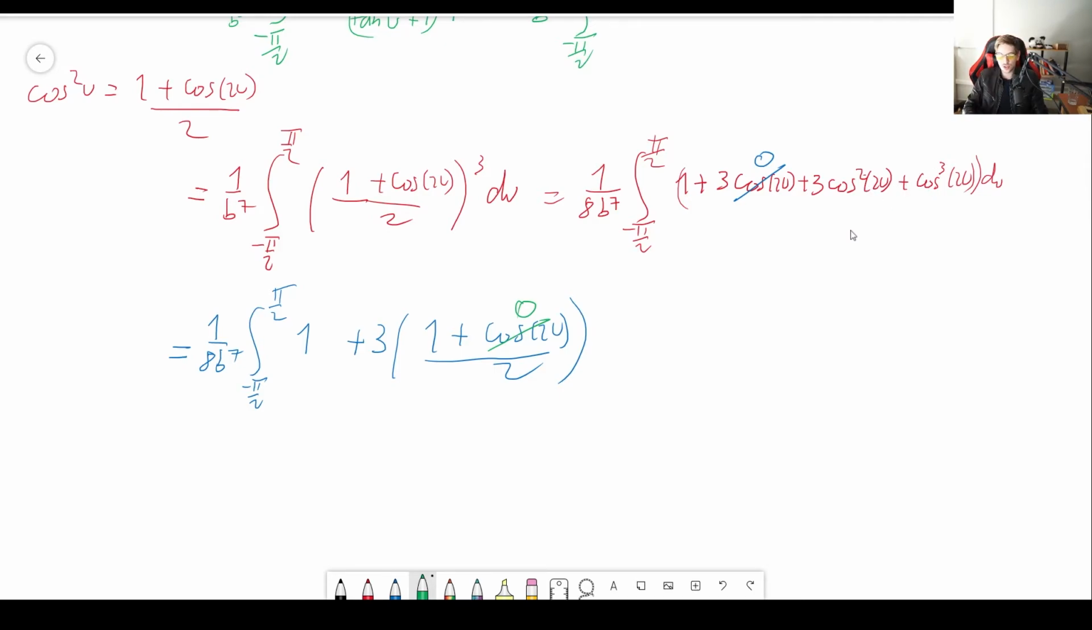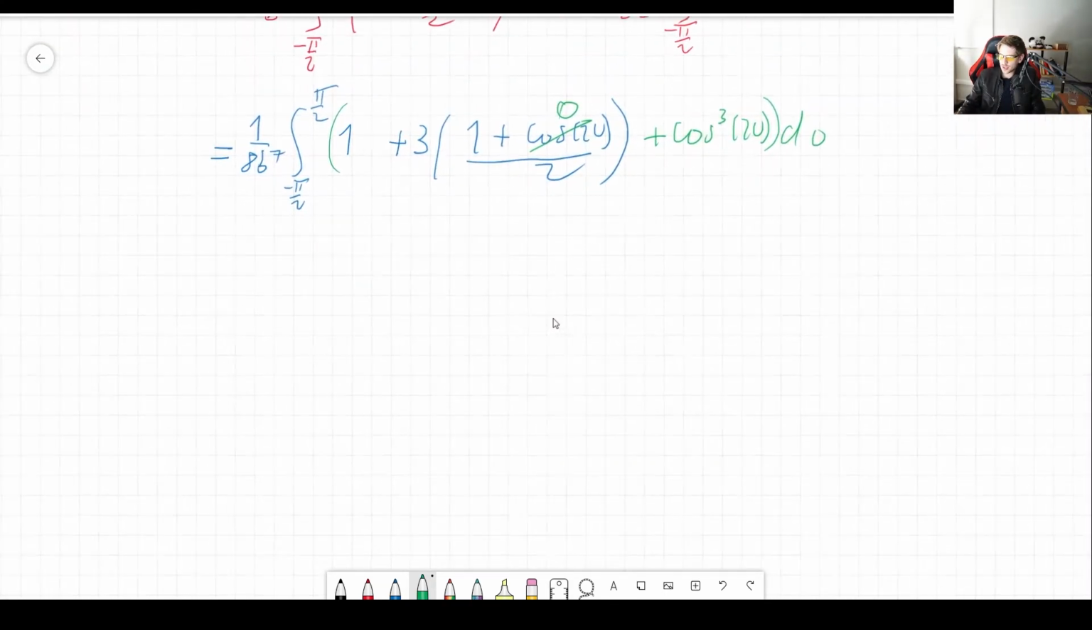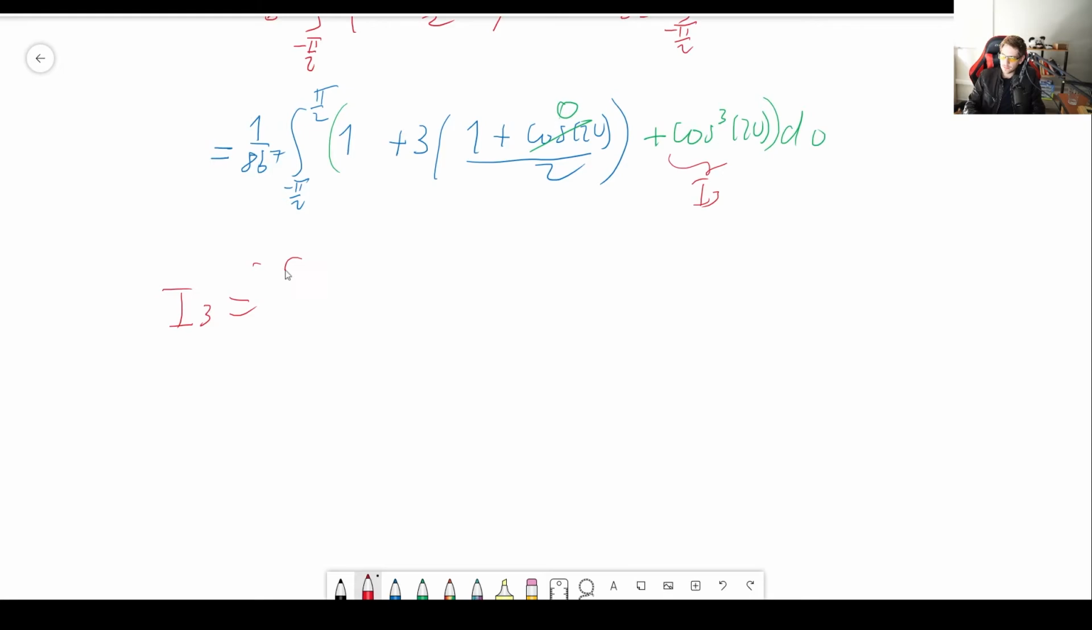Cosine cubed is cosine times cosine squared. I guess there's several ways to do it. I think I'm going to do it like this. I'm going to write it as cosine cubed of 2u, and I'm going to solve it separately. So maybe I'm going to call it I3 and just solve it here quickly. So integral from minus pi over 2 to pi over 2 of cosine cubed of 2u du.